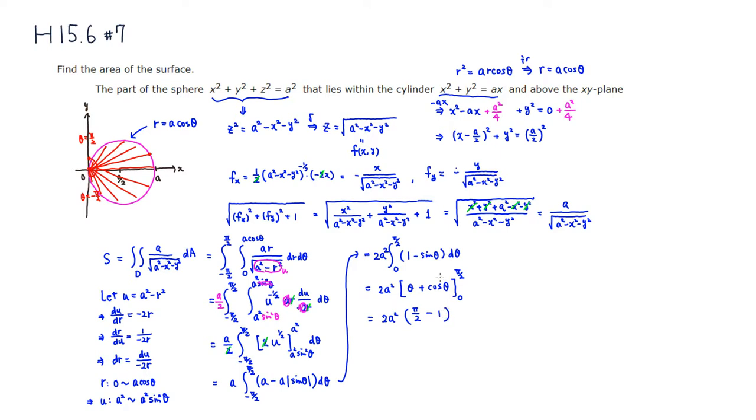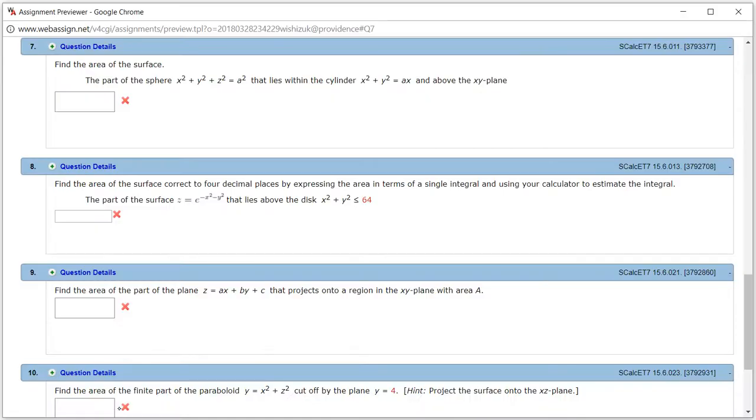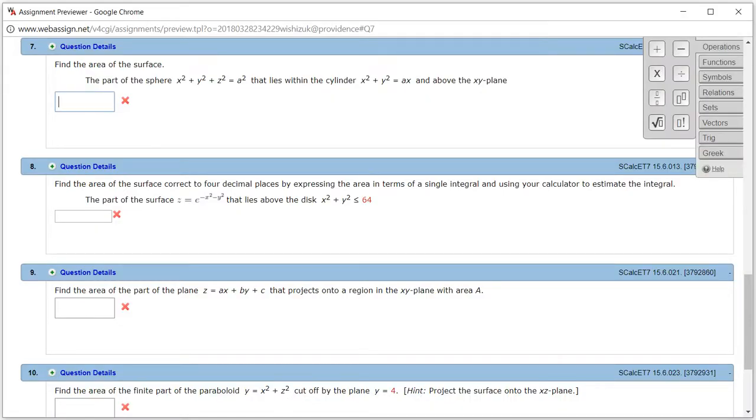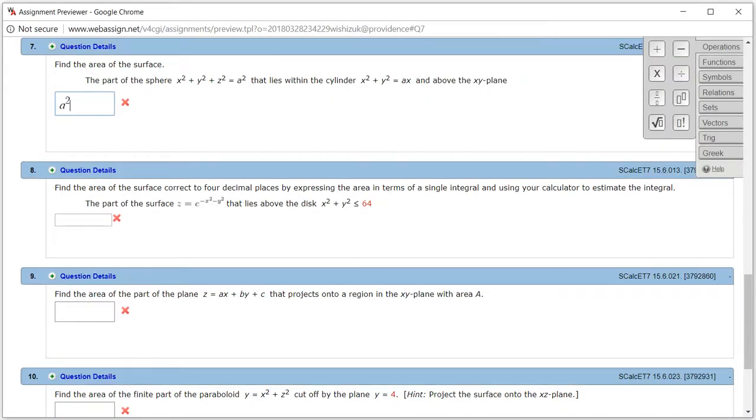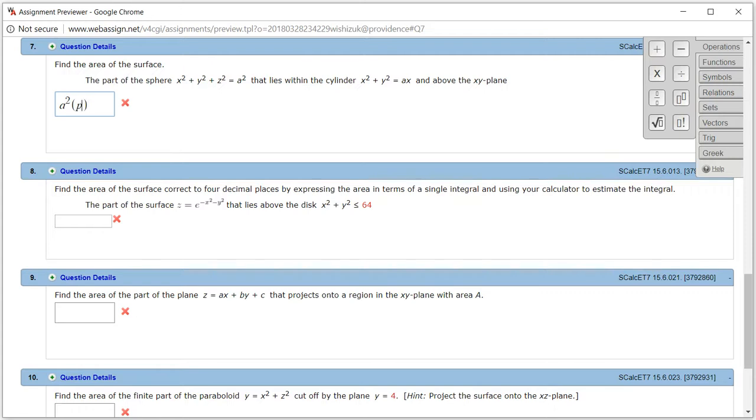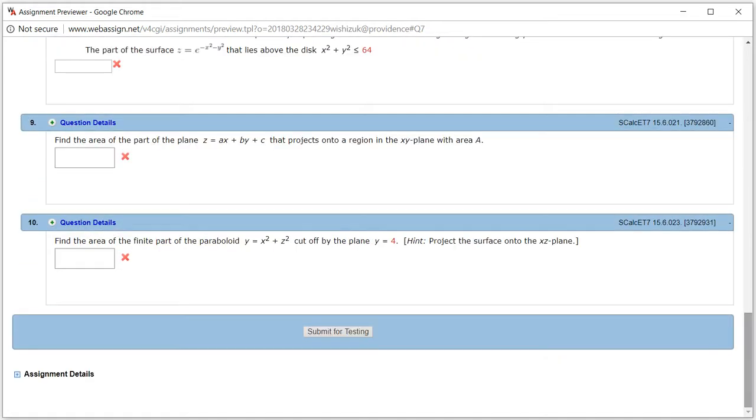Then I'm going to distribute 2, so the 2 cancels out. So you have a squared and a pi. Then I'll distribute 2 to 1, so it's going to be negative 2. So let's type it in. We got a squared times pi minus 2. So let's check the answer.